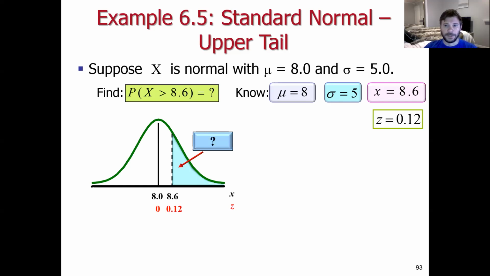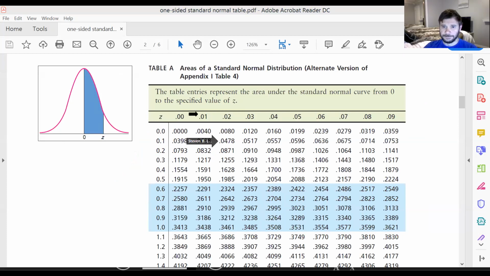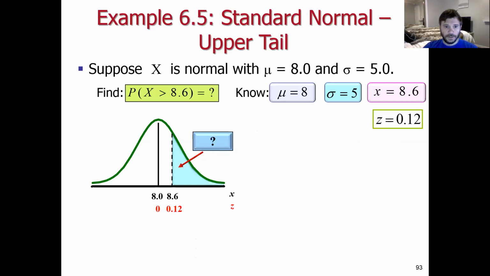Okay, so if you want to take a moment, jump to your standard normal table and find the probability associated with the z value of 0.12. We can see here that 0.12 gives us a value right here at 0.0478. So if we jump back to our diagram, we should be able to see now that that's not the area we're interested in for this problem. The table value is useful, but it's not the area we're being asked about.